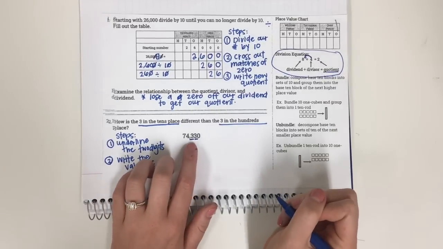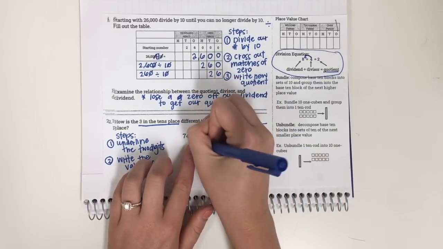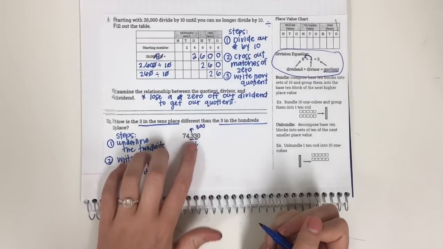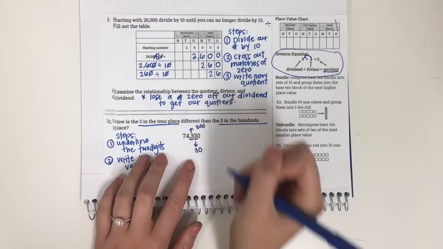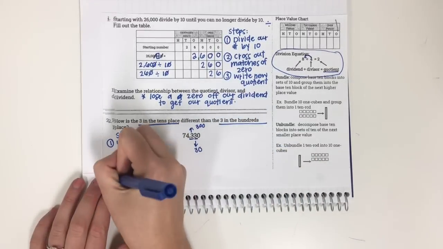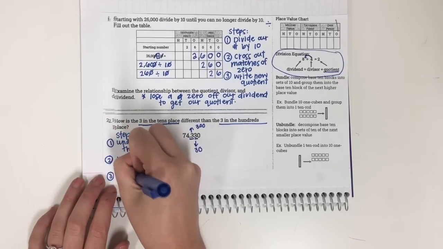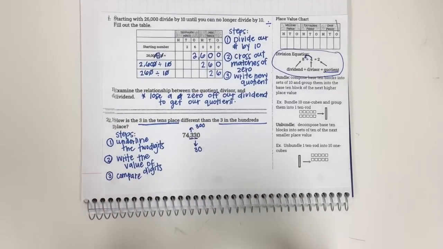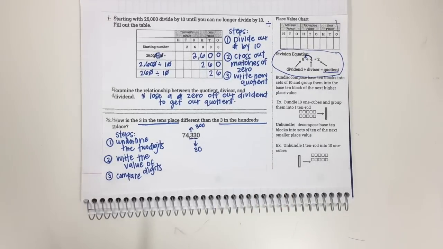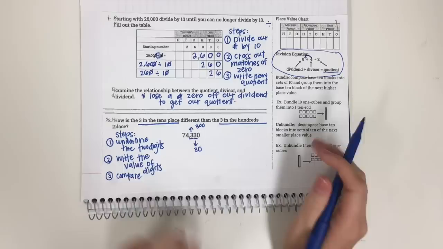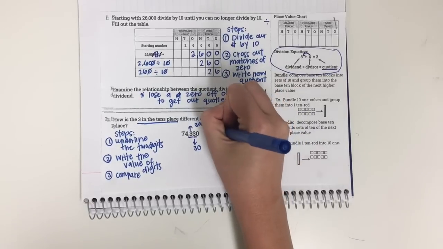So this 3 is not just a 3, right? It's 300. This is not just a 3, it's a what? 30, right? In the tens place. Okay? Step 3 is compare. So we got to think, how are 300 and 30 related? How could we get from 300 to 30?